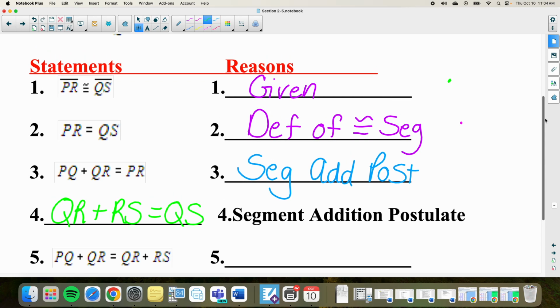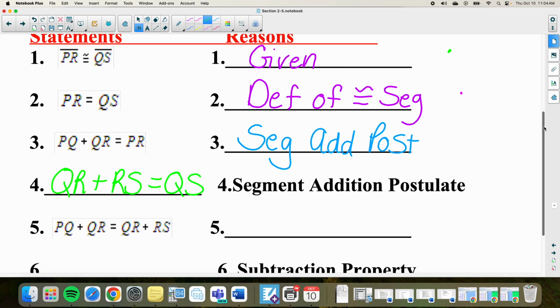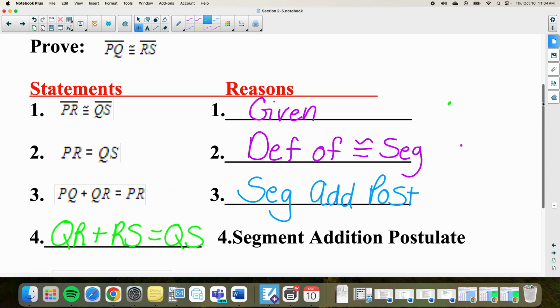Okay? Now, what we eventually want, you can always kind of look back at what you're trying to prove and look at what is it that I'm eventually going to want to know. And what we want to know is that PQ is equal to RS. And right now we're not close to that at this point, okay? So what we're going to do is we are going to use the fact of substitution to do this.